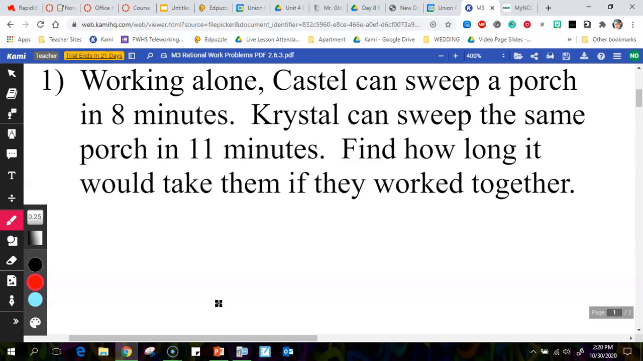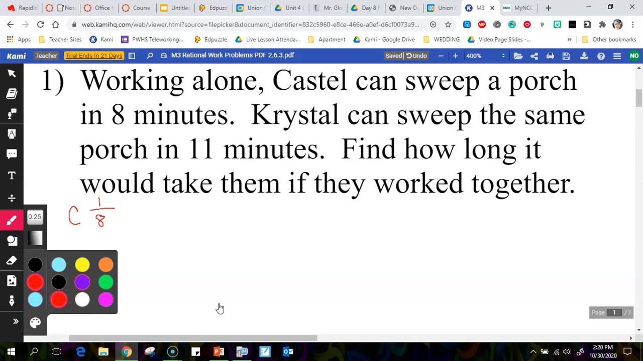So if I say, okay, Castell, I'm going to just put a C here for Castell. Castell can finish this one job in 8 minutes. So it takes him one job to 8 minutes. And then Crystal, let's do a different color for Crystal. Crystal can finish that same job in 11 minutes. So each of them can do the one job in a different number of minutes. That's how I set that up.